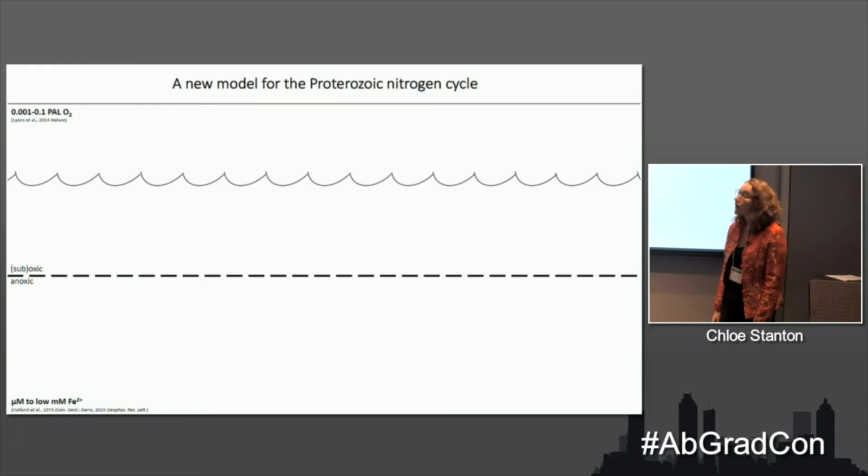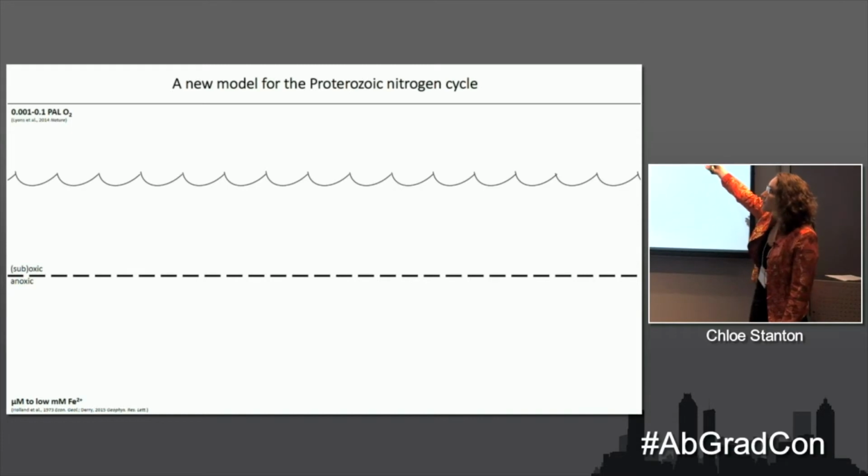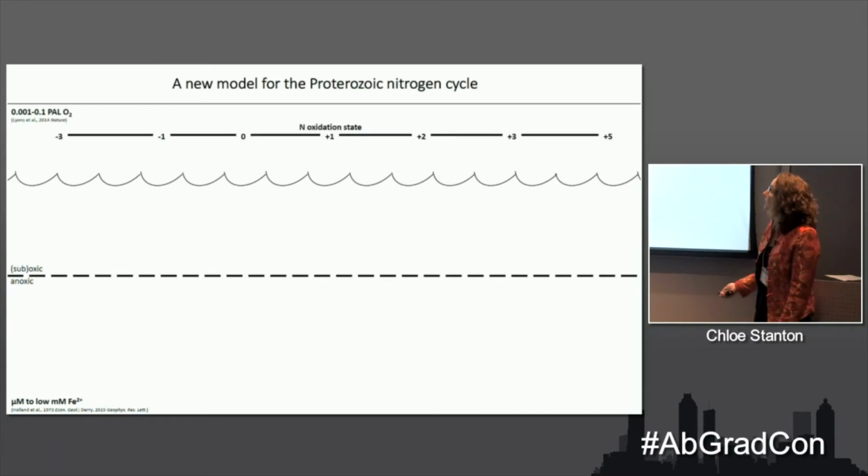So we've proposed a new model for the Proterozoic nitrogen cycle. We have a background here of 0.001 to 0.1 PAL oxygen in the atmosphere, and micromolar to low millimolar iron in the oceans, and these are just drawn from the literature. In this regime, I also have an axis for the oxidation state of these nitrogen species. Again, this is the photolysis in the atmosphere that you can have at low oxygen first. Nitrous oxide will be broken down to nitrogen gas.